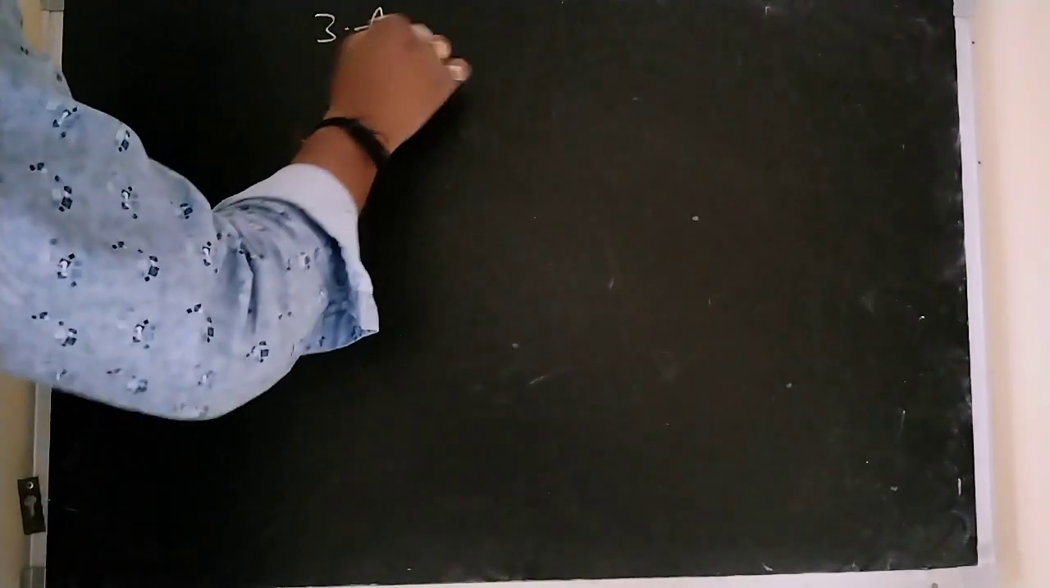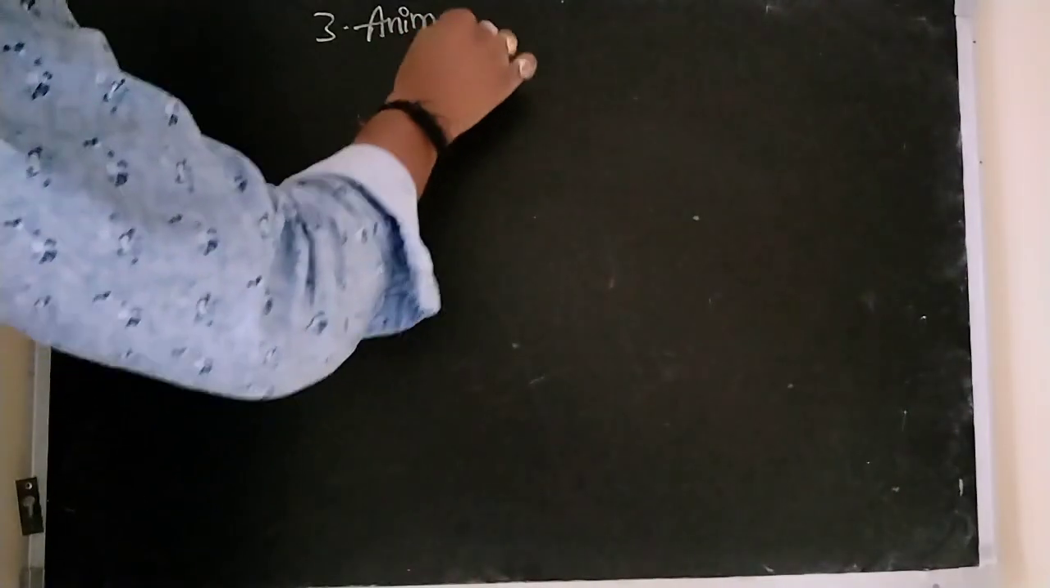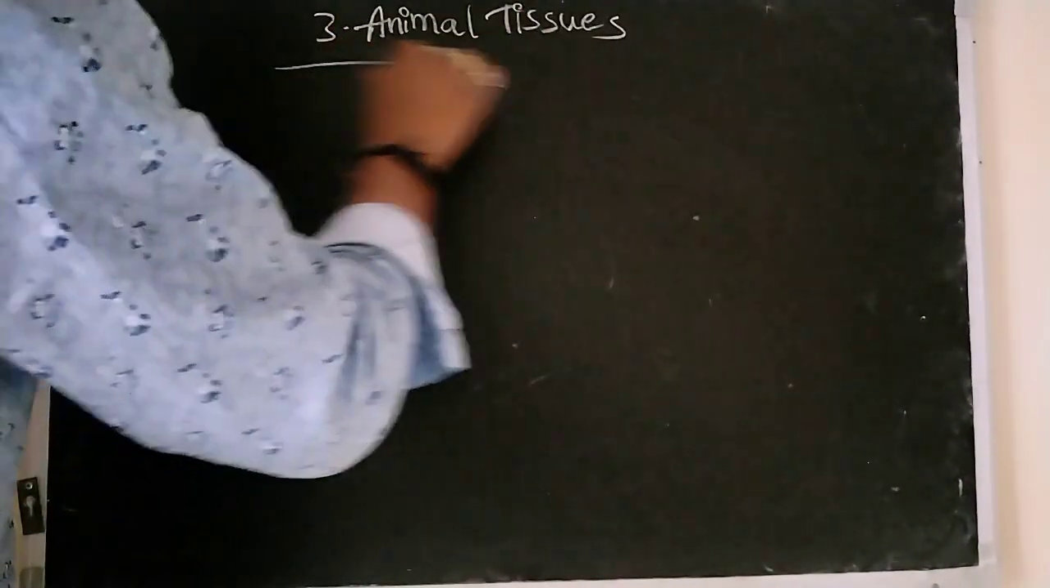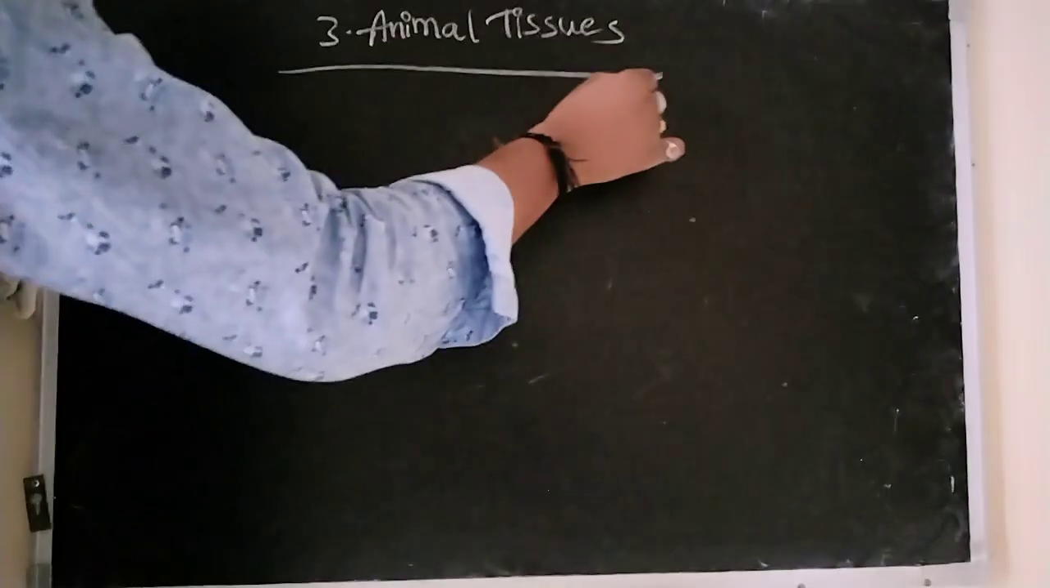The topic is related to animal tissues. There are different types of tissues in animals, mainly four types. Just like there are four types of tissues in plants, there are four types of tissues in animals.